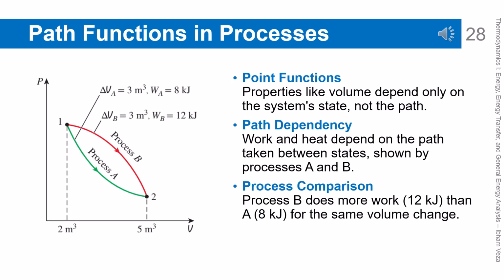Path functions in processes. Properties such as volume depend only on the initial and final states of the system. In contrast, work and heat depend on the path taken by the process. Two different processes can produce different amounts of work, even if the initial and final states are the same. This shows that work and heat are not system properties. This concept is fundamental in thermodynamics.